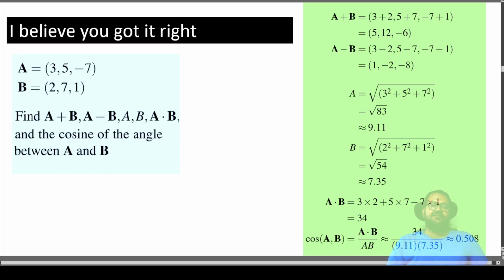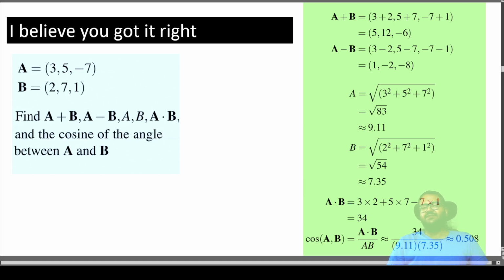These are a and b. So a plus b is, just add the components, add component-wise. Add 3 plus 2, add 5 plus 7, add 7 minus 1. A minus b, you just subtract those components.